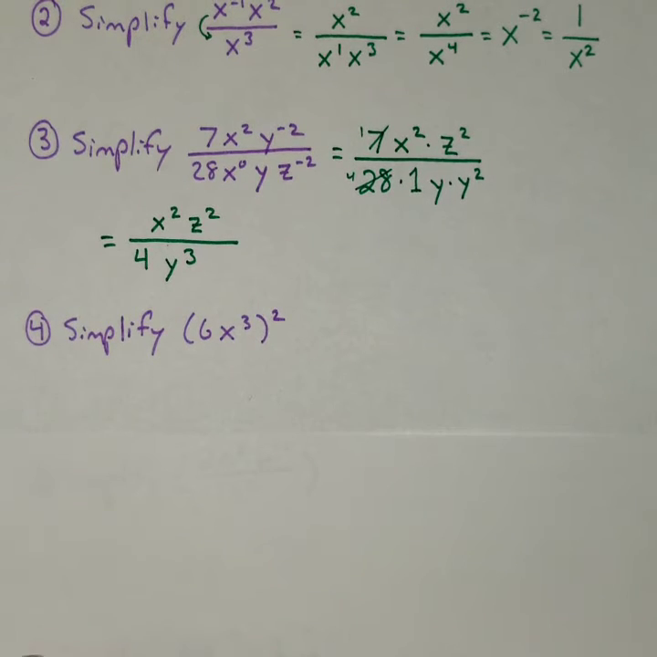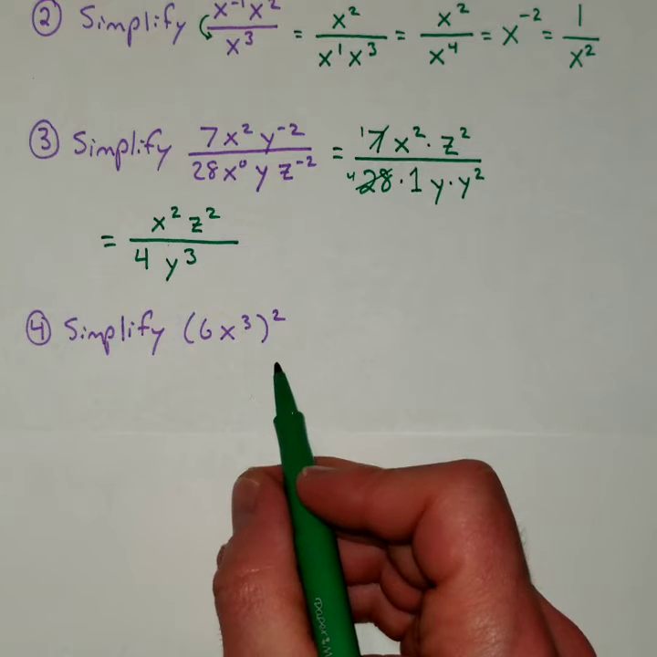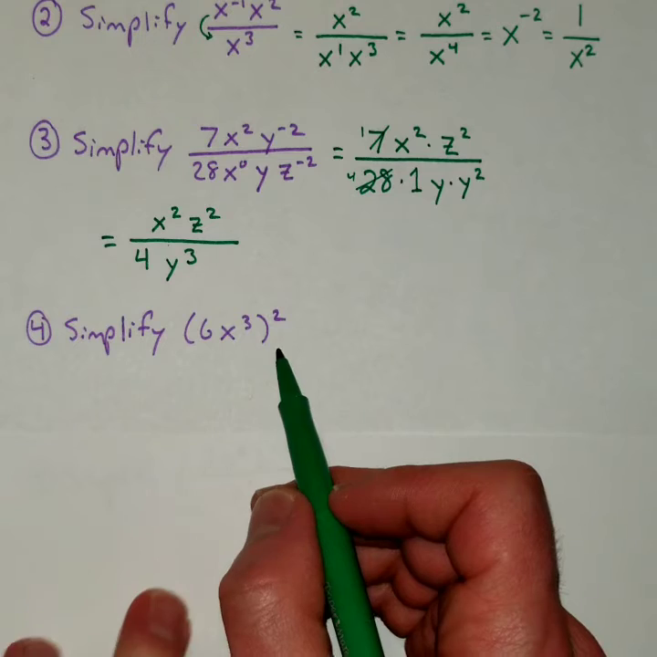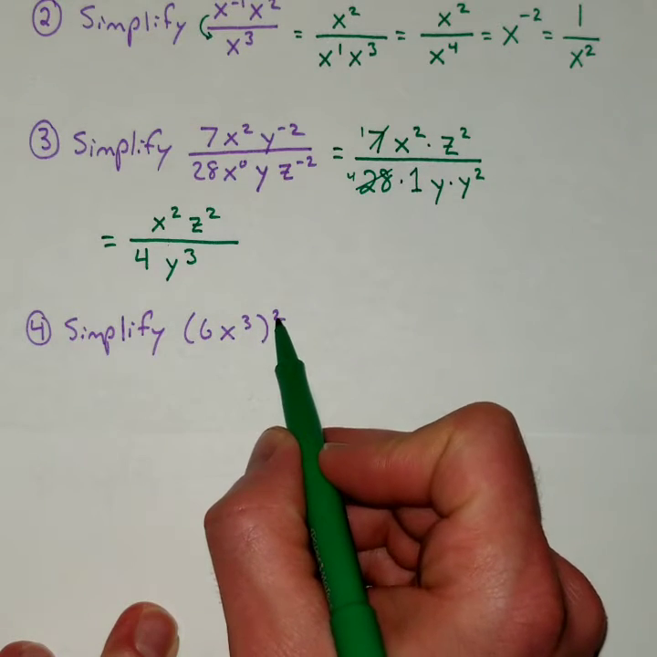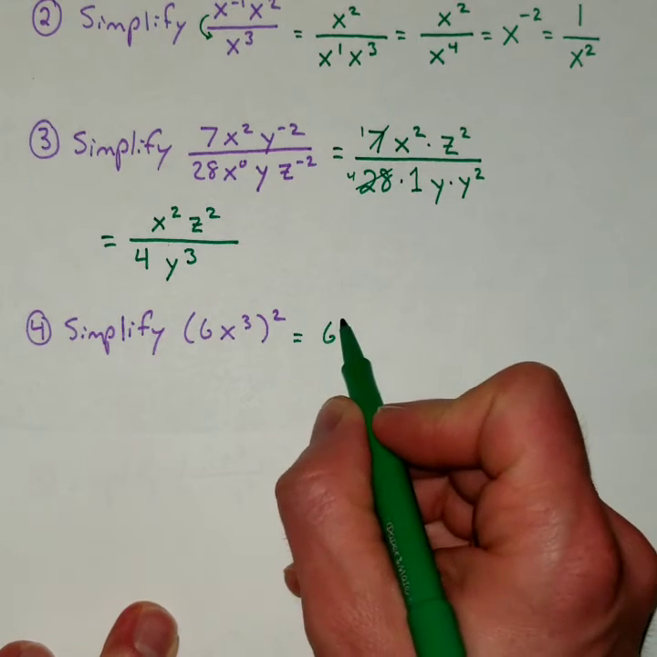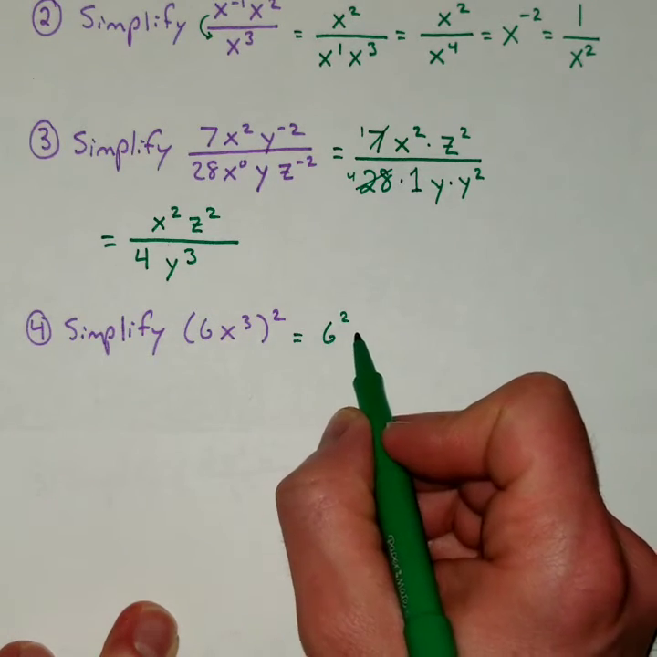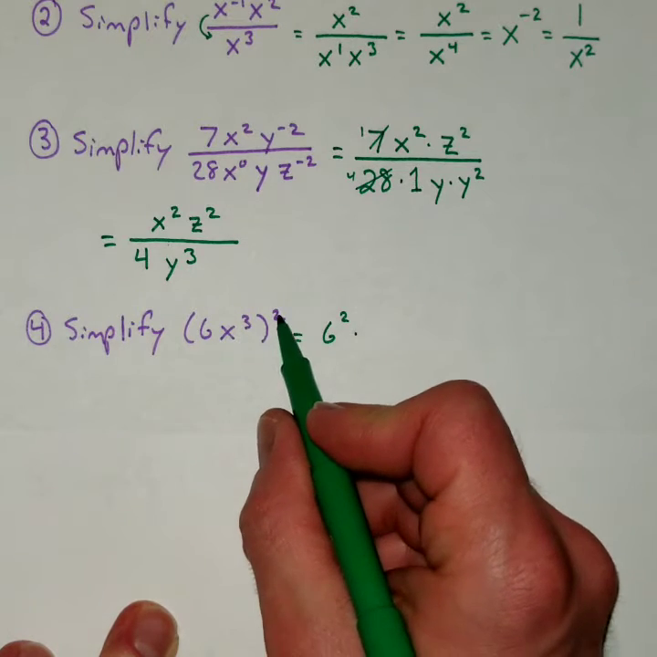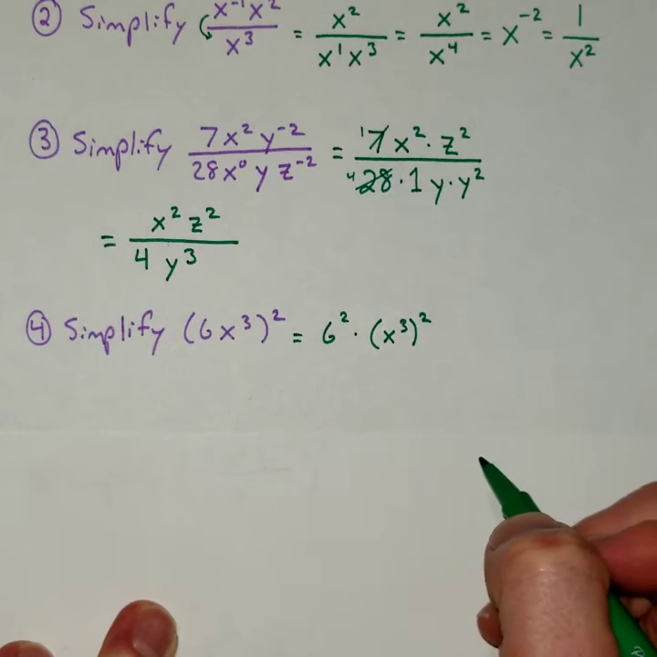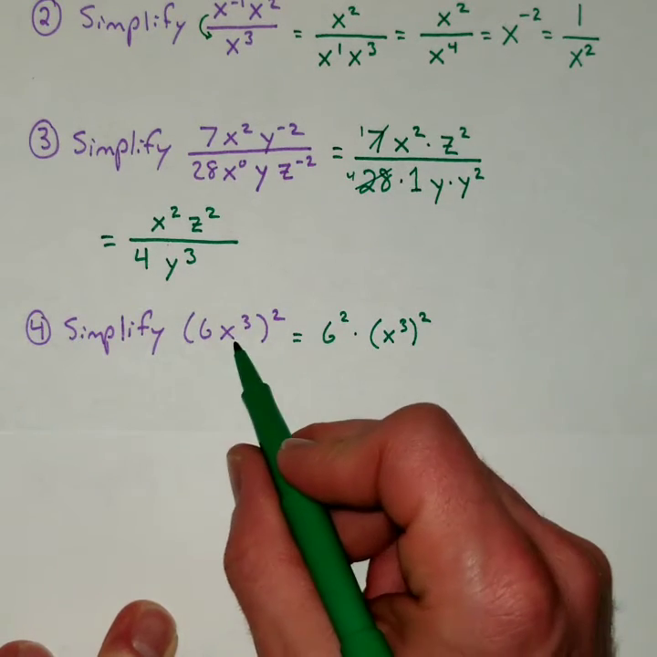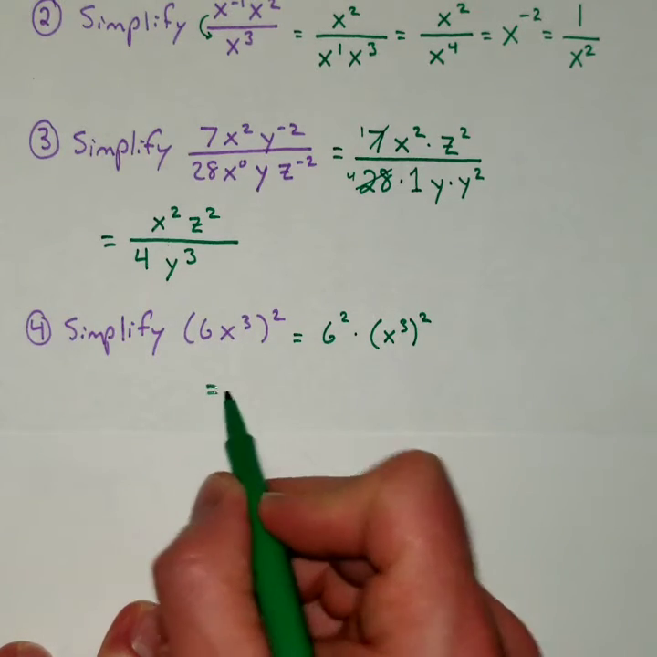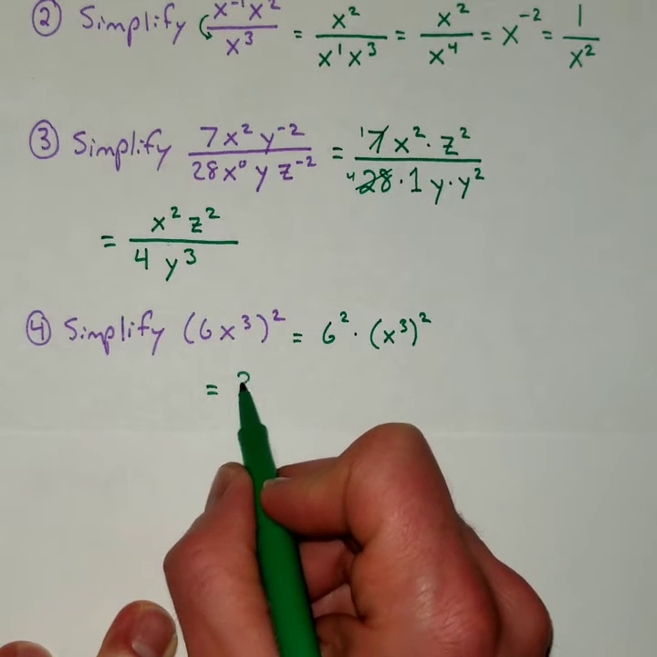Okay, example number 4. This one utilizes the product to a power and the power to a power rule. So if you have a power on the outside of a product, you distribute it to both factors inside. So 6 squared times, now x to the 3rd squared is like having a power to a power. So I've applied the 2 power to both factors. Now I'm going to simplify each one. So 6 squared, 6 times 6 is 36.